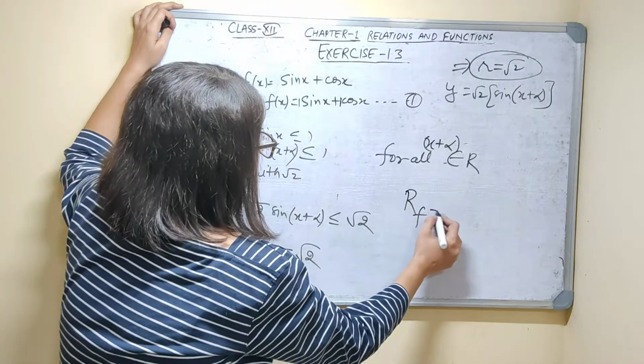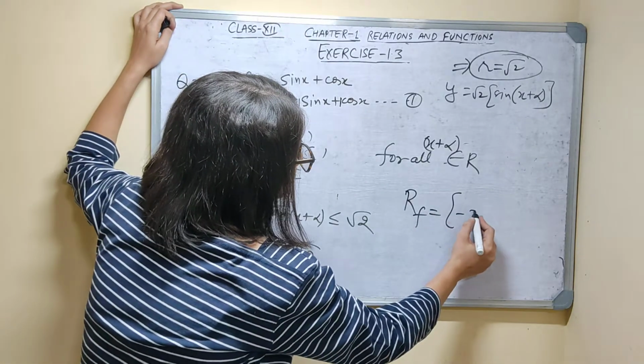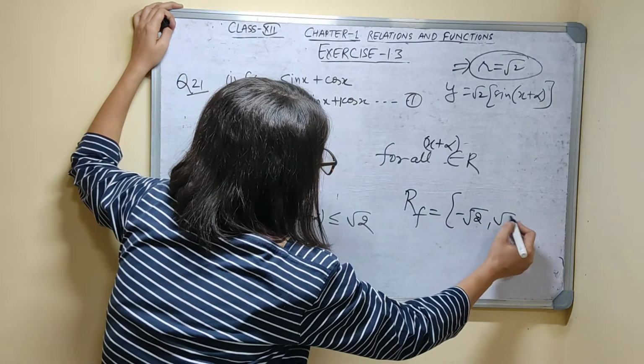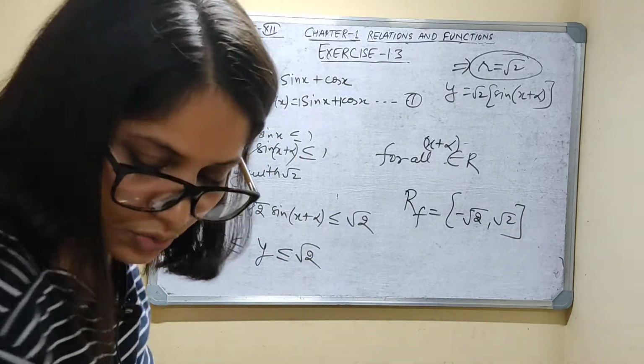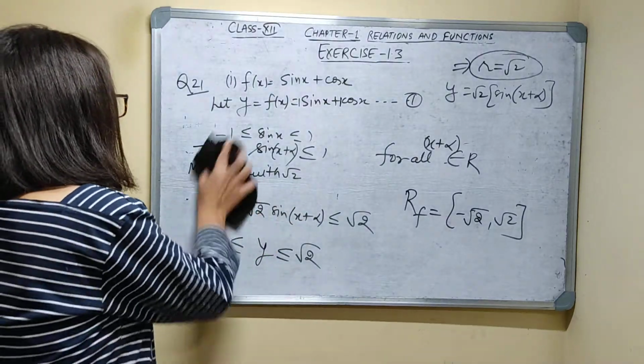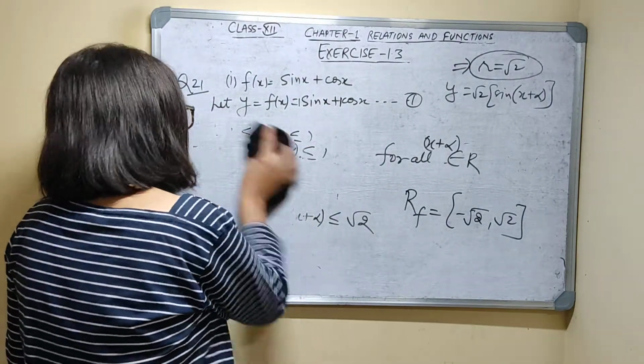So the range of a function is what? Minus root 2 to root 2. Is it clear? The range of the function is minus root 2 to root 2. Now question number 21, second part. Same method you have to follow.